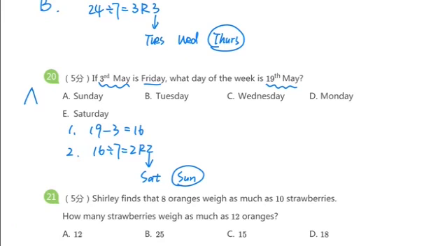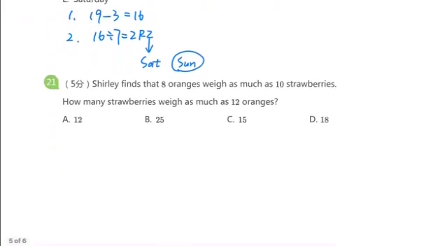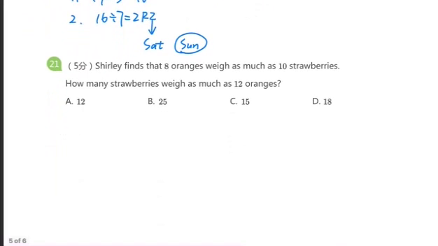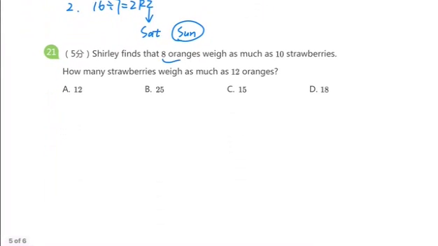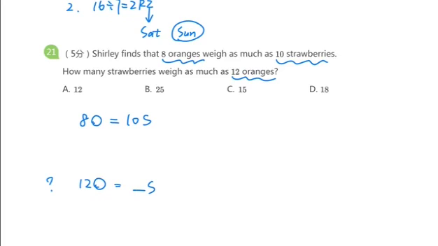Then let's move on to question 21. So Shirley finds that 8 oranges weigh as much as 10 strawberries. How many strawberries weigh as much as 12 oranges? So first, let's change the words into equation. So we know 8 oranges equals to 10 strawberries, and we want to know how many strawberries equals to 12 oranges. So here we can see the known object in both equations is orange, but there's no direct relationship between 8 and 12.